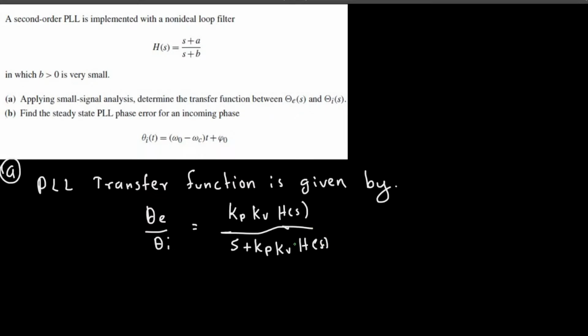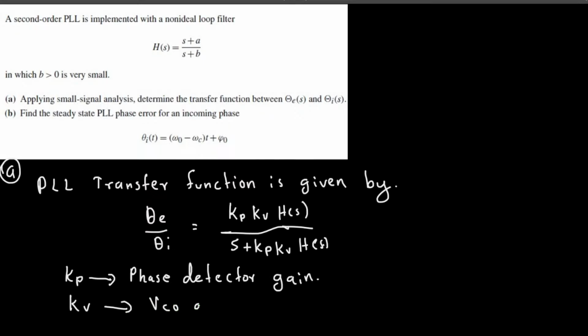Okay, and here Kp represents the phase detector gain, and Kv represents the VCO gain, and h of s represents the loop filter transfer function.